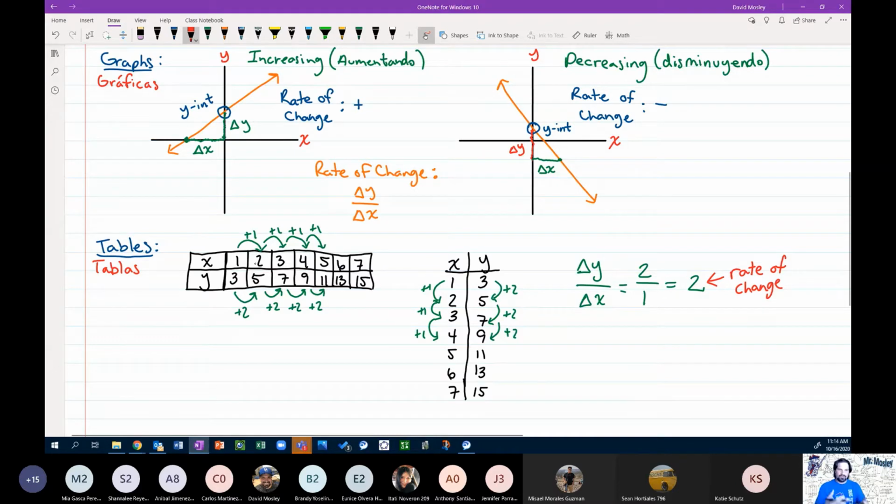So in the table, I found the rate of change. But I still need our start value. I need the y-intercept. So I have to go backwards on the table. I need 0 and a value for y.